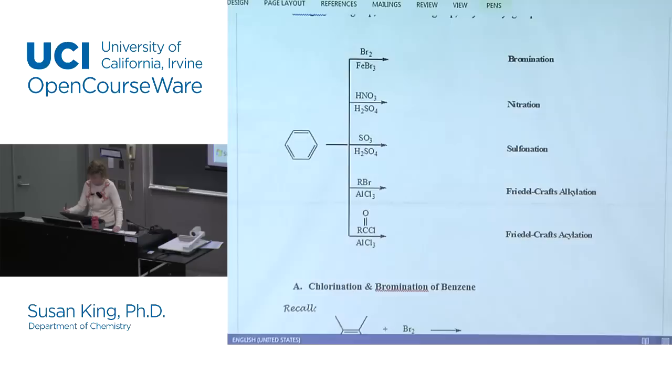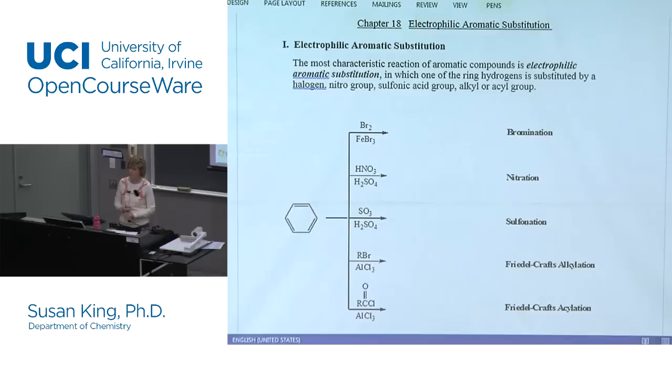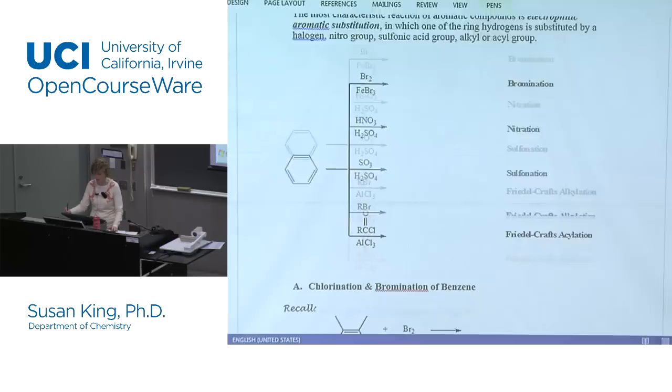So we are absolutely blown away by the stability of aromatic compounds. We think up to now that they don't do anything. They do. There are a lot of reactions that they do, and that's important because a lot of drugs contain aromatic rings, and a lot of important natural products contain aromatic rings. So we need to be able to do chemistry. They do chemistry, it's just different chemistry.